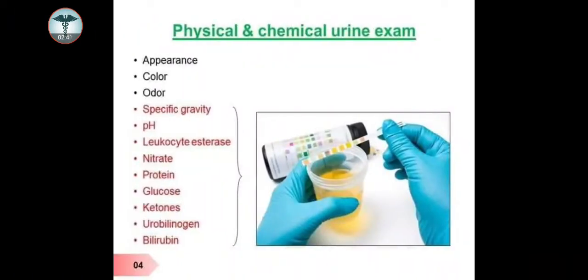Now in physical and chemical examination, we will see the appearance, color, odor, specific gravity, pH, leukocyte esterase, nitrite, protein, glucose, ketones, urobilinogen, and bilirubin. The first five, which are appearance, color, odor, specific gravity, and pH, are included in the physical examination of urine, while leukocyte esterase, nitrite, protein, glucose, ketone, urobilinogen, and bilirubin are included in the chemical examination of urine.